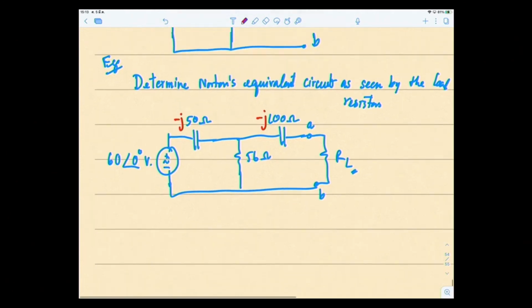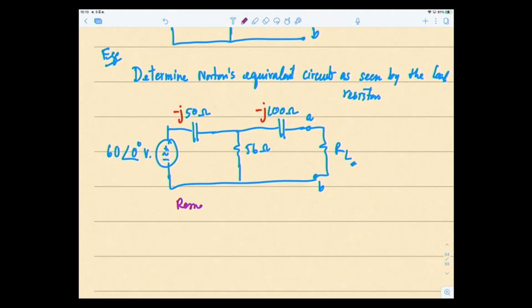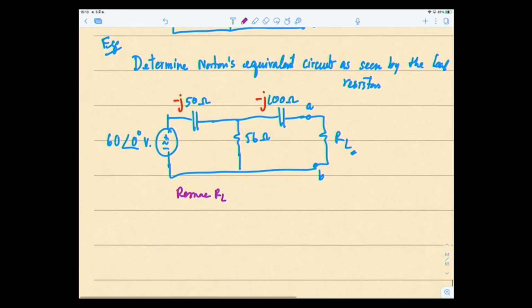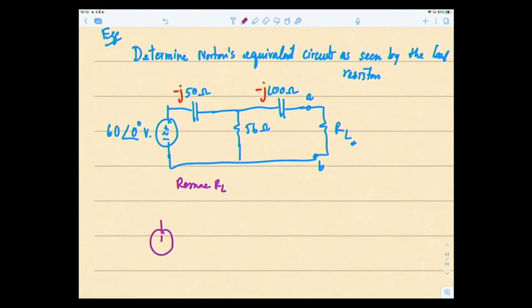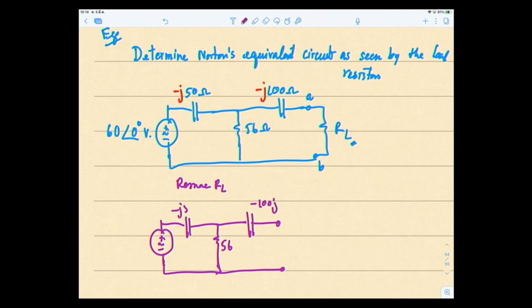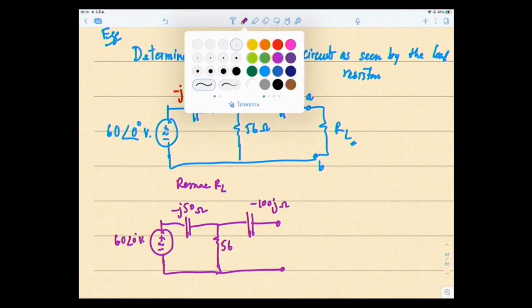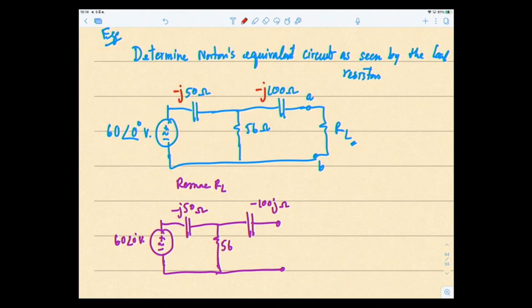So first remove RL so that you have an open circuit right there.